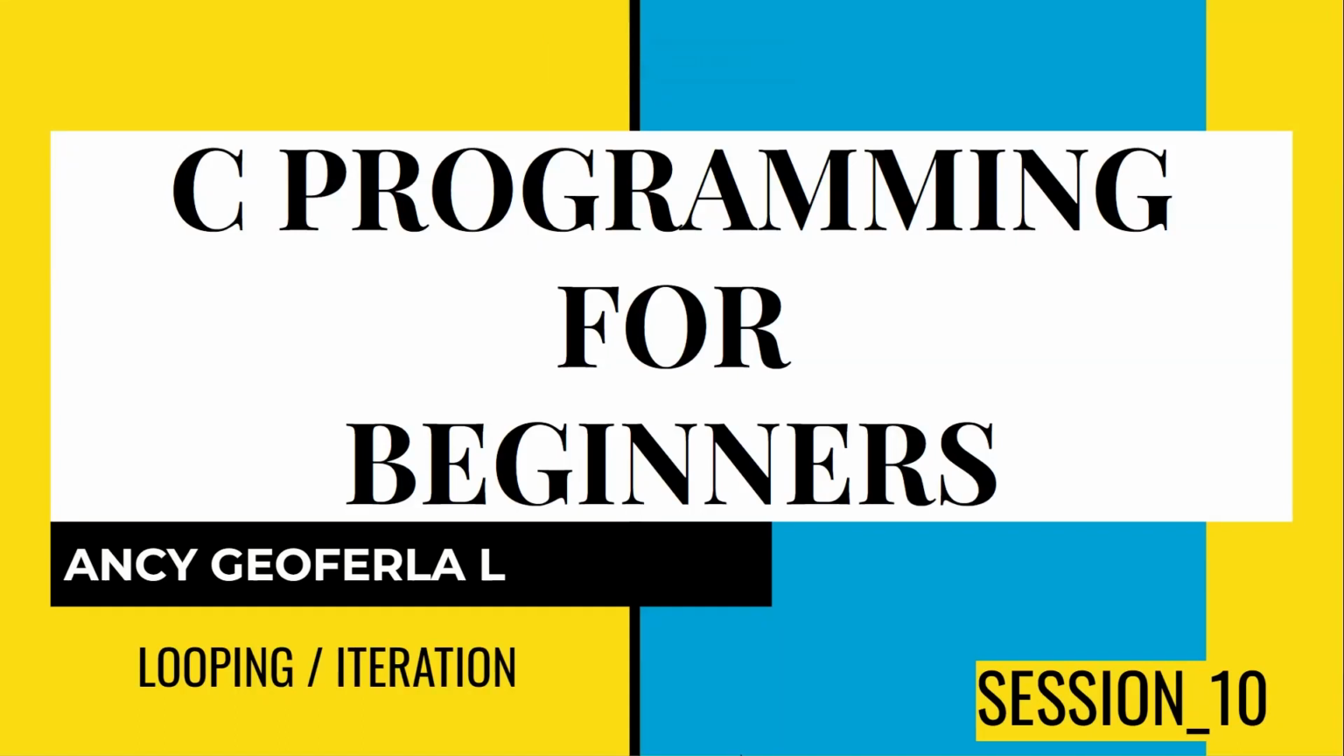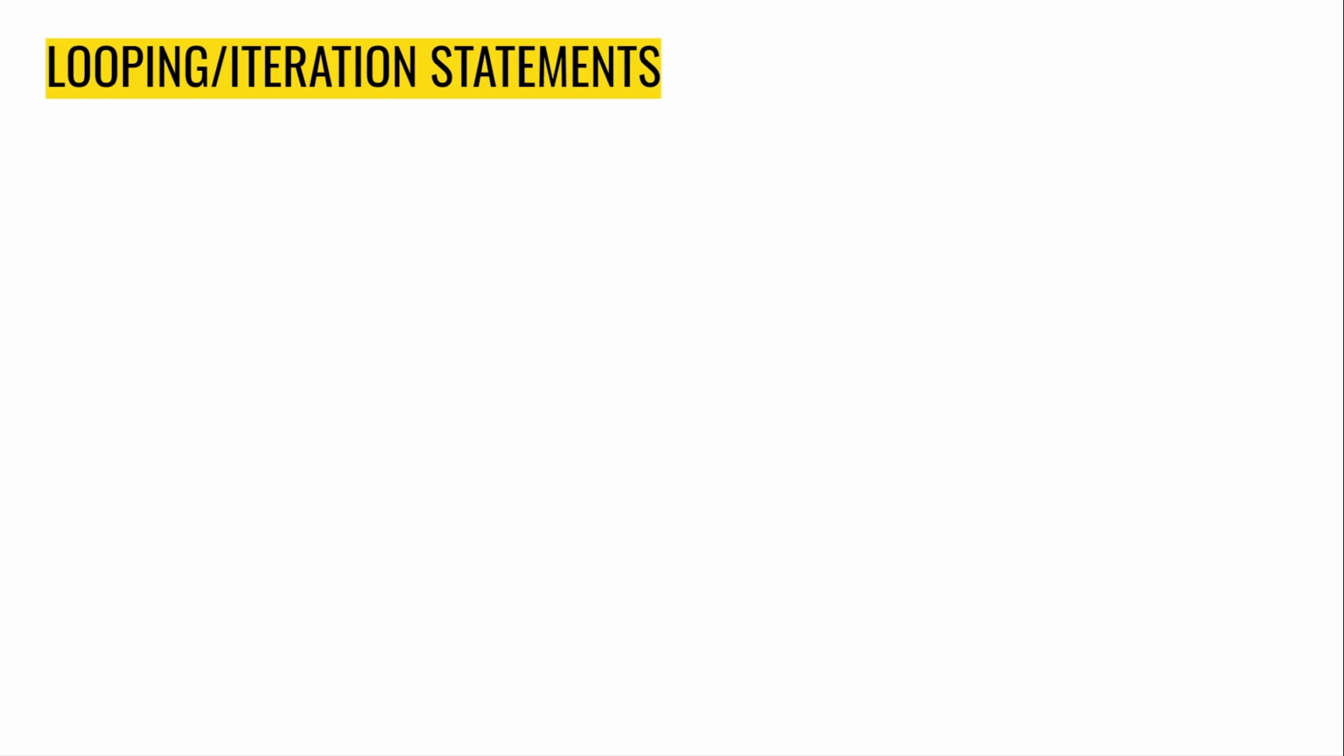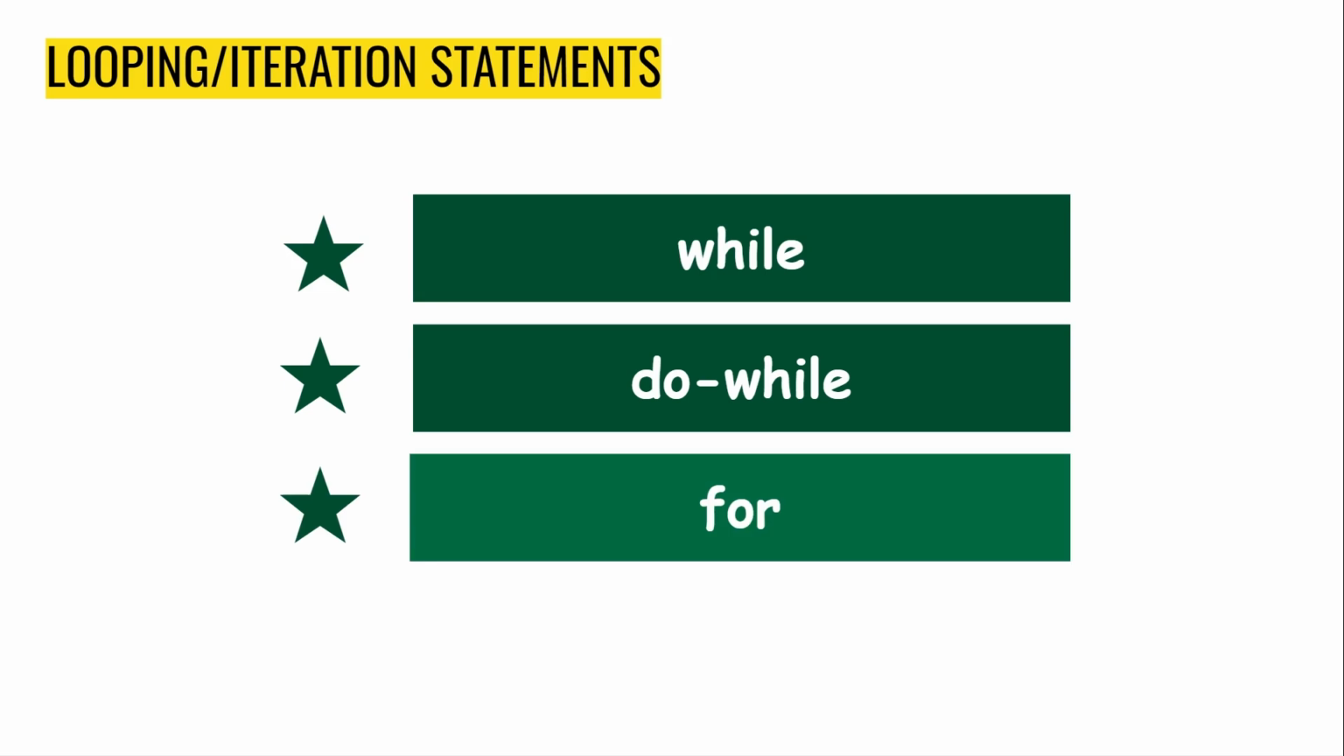In this video, we will discuss the looping statements in C. Let's get started. Looping or iteration is a process of repeating the same set of statements again and again until some specified condition. The three looping or iteration statements are while statement, do while statement and for statement. The loops can be either a counter control loop or sentinel control loop.